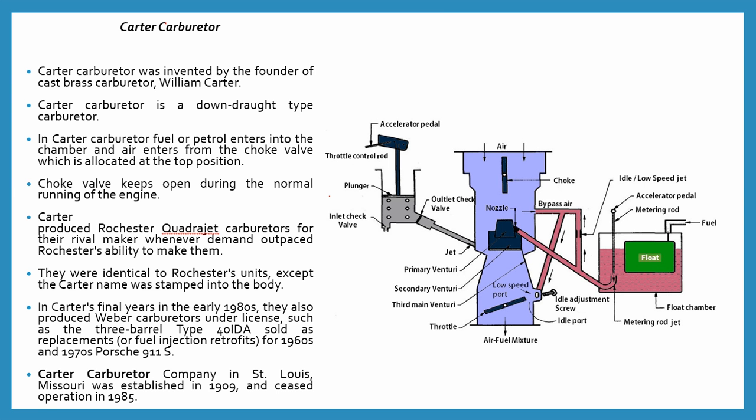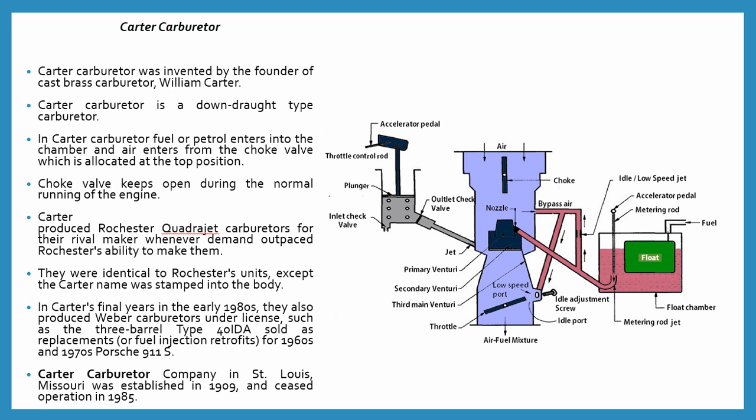In this Carter carburetor, fuel or petrol basically enters into the chamber, and air enters from the choke valve which is located at the top position. Carter basically produced the Rochester Quadrajet carburetor for their rival maker whenever demand outpaced Rochester's ability to make them.